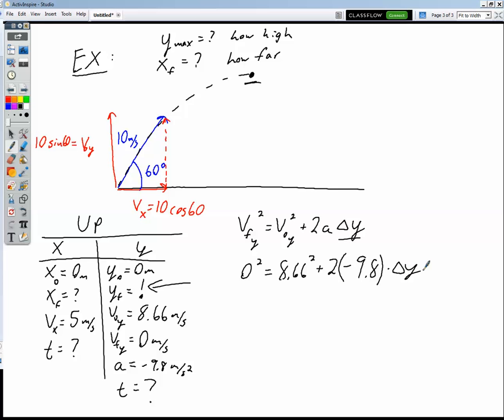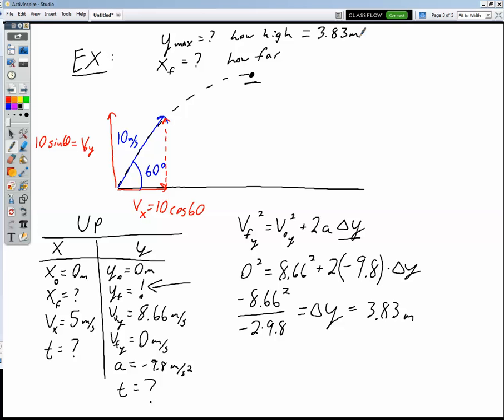So we're going to solve for delta y. We get negative 8.66 squared divided by the quantity of, let's just say it's negative 2 times 9.8. That's going to give us the same thing, and that's going to be delta y. Let's plug this into the calculator, and we get a delta y is equal to 3.83 meters. So that is our answer for how high. 3.83 meters. This could be a soccer ball kicked up in the air.